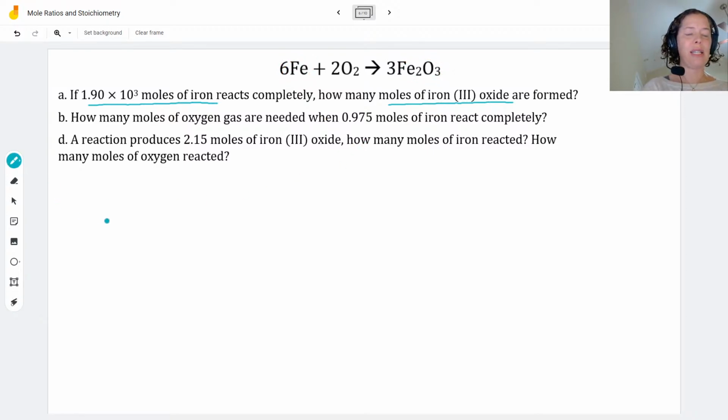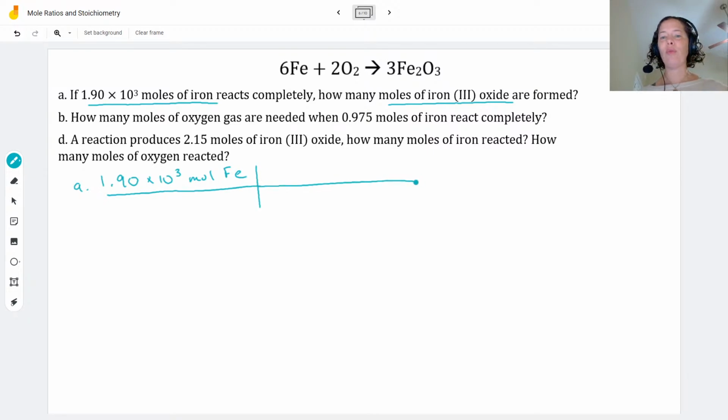All right, let's write down what we were given. We're given 1.90 times 10 to the third moles of iron. And we want to convert that into moles of iron 3 oxide. So I want to make sure my moles of iron cancel. So I'm going to put my moles of iron in the denominator, and I'm going to put moles of iron 3 oxide, Fe2O3. Now I just need to put my mole ratio in.